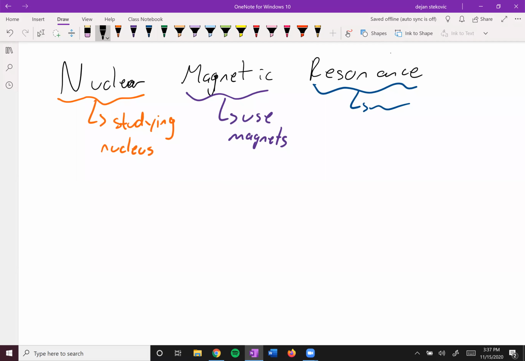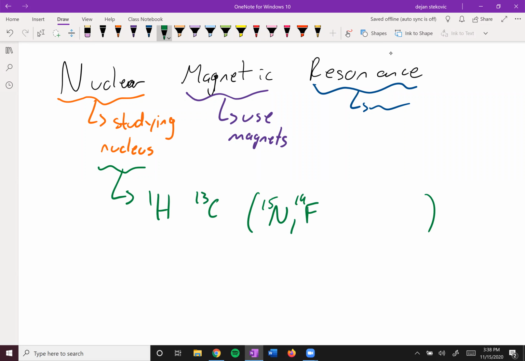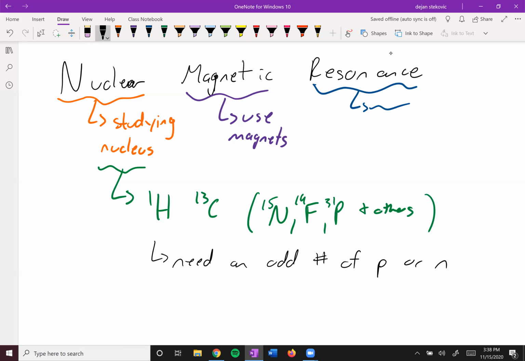And so what we're doing is we're studying the nucleus of molecules, and some molecules will be NMR active and some will not. Our most popular examples are going to be proton NMR, so H1 NMR, and carbon-13 NMR. You can, however, do other types of NMR, such as nitrogen, fluorine, phosphorus, and others. The requirement for NMR is you need an odd number of either protons or neutrons.